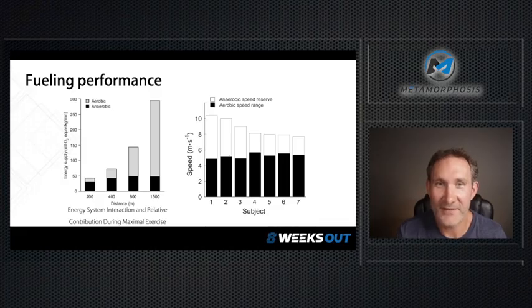Now, in this case, the graph here is a bit different. The black is how much speed someone can produce aerobically, and then the white is that anaerobic speed reserve. The maximum amount of speed they can generate, of course, is dictated by both of those. So why does that matter?